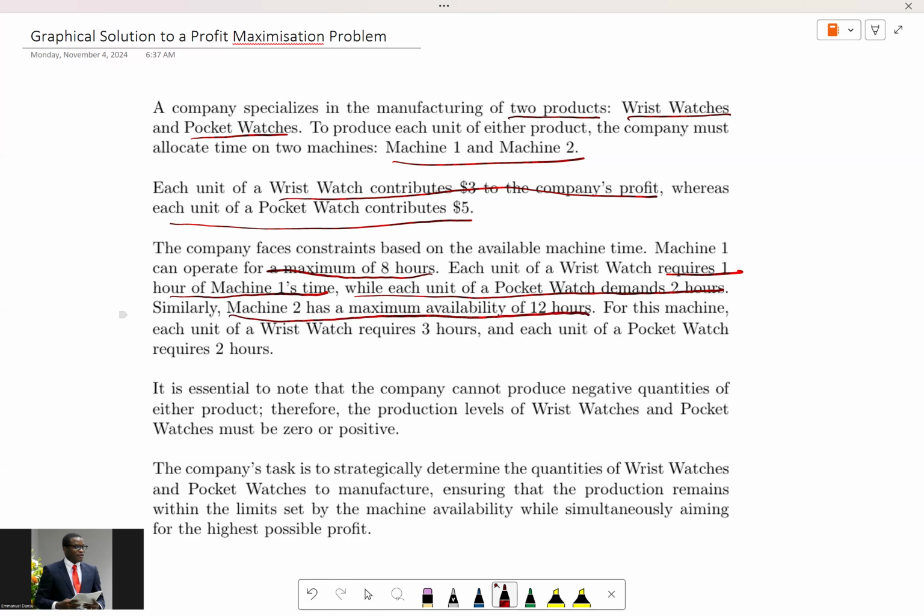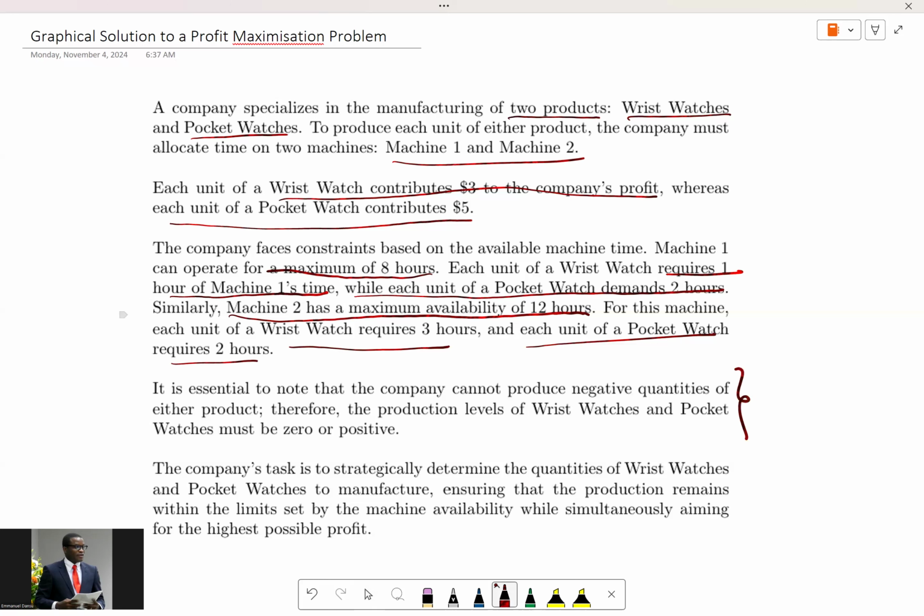Similarly, machine two has a maximum availability of 12 hours. For this machine, each unit of a wristwatch requires 3 hours, and each unit of a pocket watch requires 2 hours. So it is essential to know that the company cannot produce negative quantities of either product. Therefore, the production levels of wristwatches and pocket watches must be zero or positive.